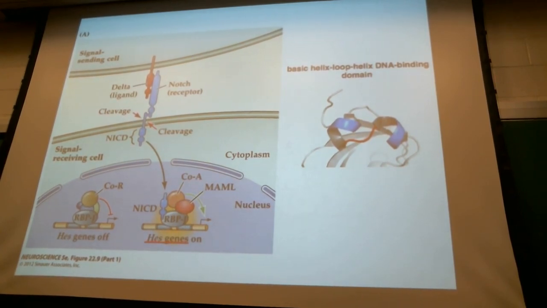So the problem is you want to generate different types of neurons as time goes by. So you want to do it sequentially. You don't want to just make tons of neurons and then end. Then you can make these different layers. So you want to regulate the pace of how to generate neurons. And how is it done? It's done by this Notch and Delta.